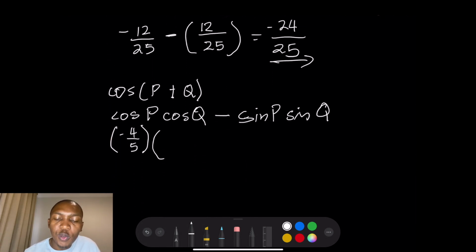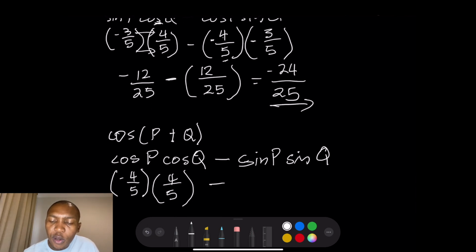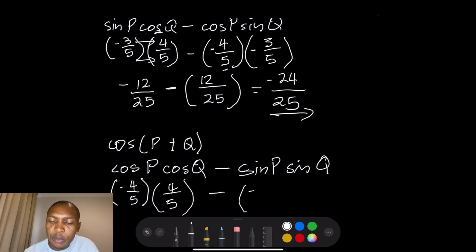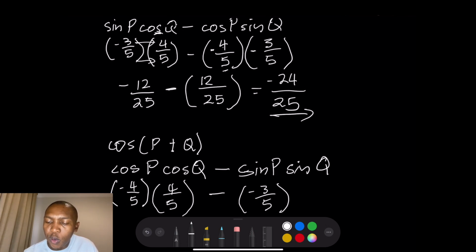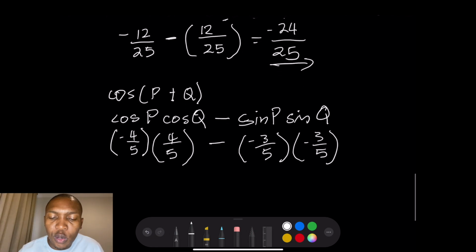Okay, and cos of Q. I'm going to steal the values from our previous example. Cos of Q, which is what we had over there, was 4 over 5 as well. Minus sine of P, that was minus 3 over 5. And sine of Q, we also had negative 3 over 5. You can go back to your diagram, and it would really be helpful if you could draw the diagrams yourself so that you always know what to do.